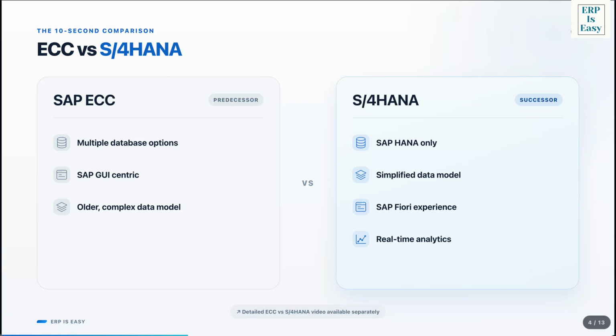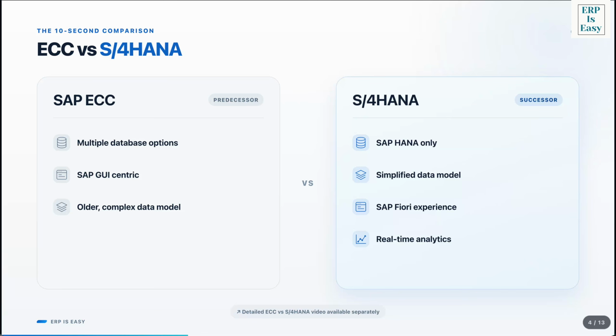The third major difference is the user experience. Traditionally, SAP users primarily worked using SAP GUI. With S4HANA, SAP introduced a much stronger focus on SAP Fiori, which provides a browser-based and role-based user experience with apps, dashboards, and analytics. There are many more differences between ECC and S4HANA, but rather than spending half this video on that topic, check out my dedicated ECC versus S4HANA video if you want to go deeper.